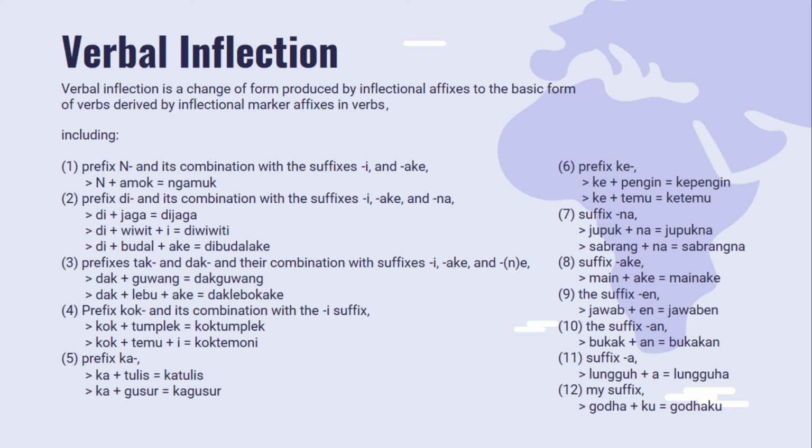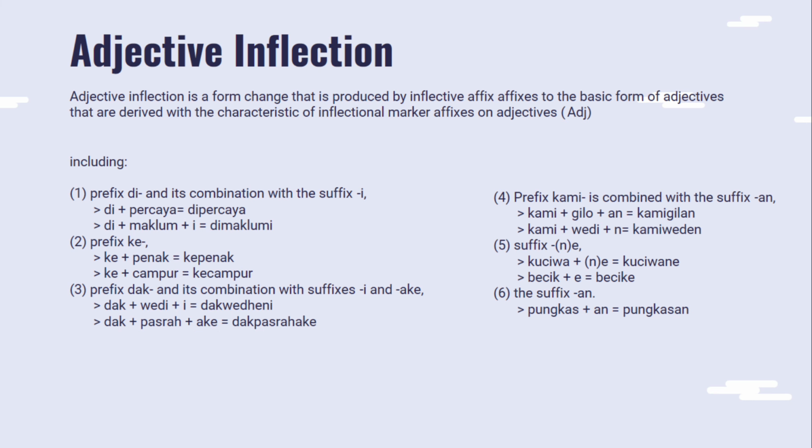The basic amo combined with prefix n, so it becomes ngamu. Another example of suffix, there is na. The basic saprang combined with suffix na, so it becomes saprangno. And here you can see more examples of verbal inflection, prefix and suffixes. The third one is adjective inflection.